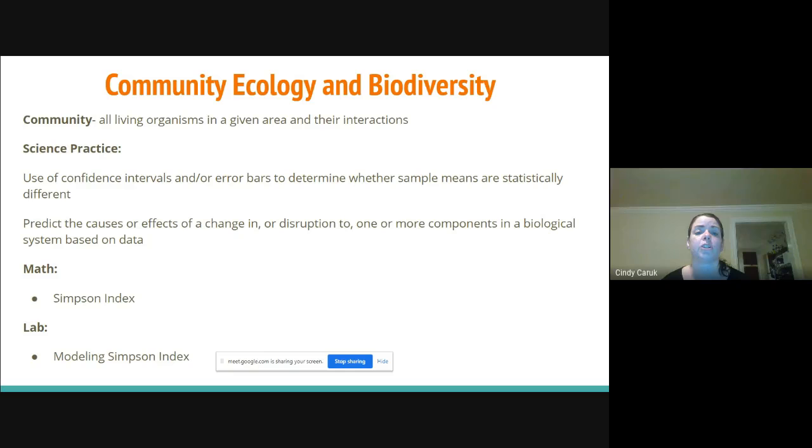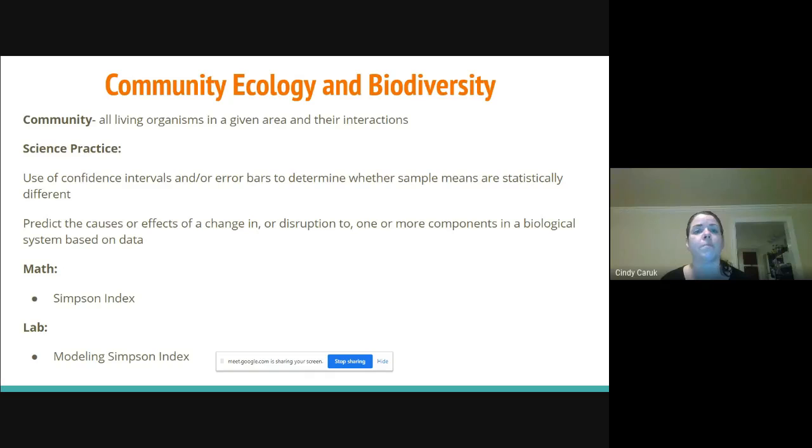Predict the cause, effect, change, or disruption to one or more components in a biological system based on data. So these are things like invasive species, global climate change, artificial eutrophication. We covered those all in class. I'm going to go over a few, but remember, you should be reviewing as well with your notes that you took in class. Math was the Simpson Index, and we did that with the model and the Simpson Index with the beads, and we did some practice calculations with that. I felt fairly confident on the Simpson's Index, but you can find a bunch of tutorials on it. Just make sure that they're using the same formula, not the reciprocal.